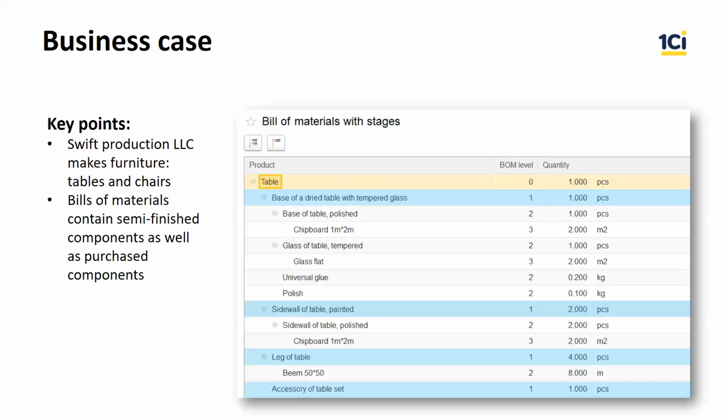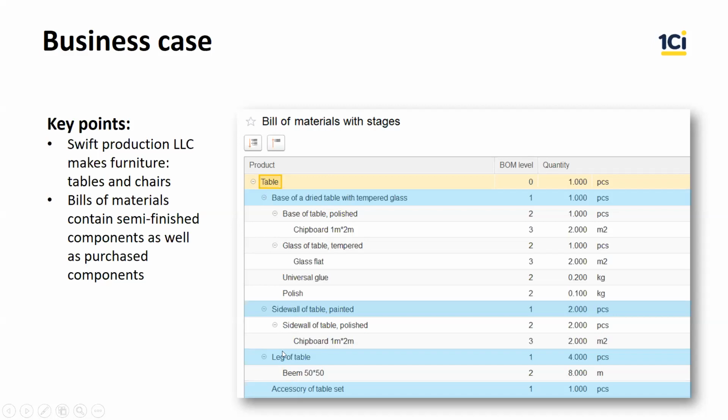To make our journey easier, we'll concentrate on the business case, which you will find in demo version of OneSeaDrive. So we will not repeat unnecessary data in here, just the key points that we talk about. Imaginary production company, Swift Production, that makes furniture, tables and chairs to be exact. And the bill of materials for these products contain semi-finished components as well as purchase components. And here on the screen, you see the bill of material for the table.